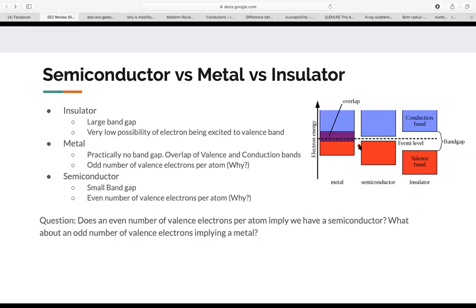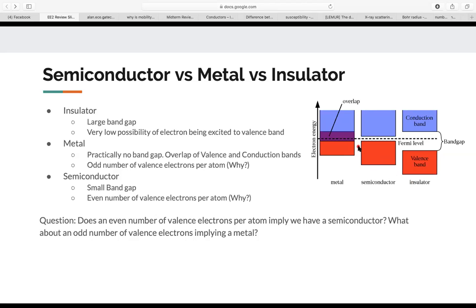And so because of that, metals actually have electrons in the conduction band at 0 Kelvin, whereas semiconductors and resistors do not. And that gives rise to superconductivity and all that good stuff. But this is the core concept behind that.